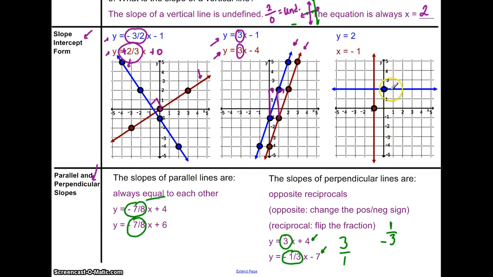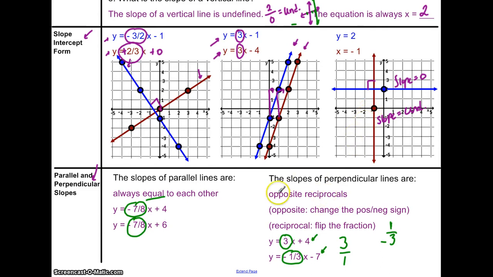Now, remembering from the review, we know that the slope of this horizontal line is 0, okay, and that the slope of the vertical line is undefined. It turns out that a zero slope and an undefined slope are also perpendicular to each other.